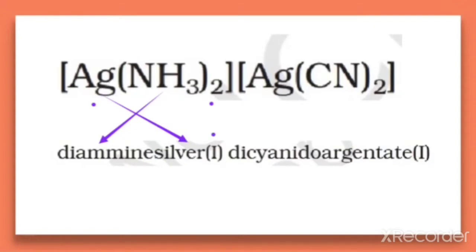Next we name the anionic part, that is dicyanido, which can also be named as dicyano. Then argentate. Why is it named as argentate? Because it is a negative complex, that is it is an anionic complex, so the central metal ion should be named with the suffix ate. Therefore silverate will not be used, argentate is used, and the oxidation number is written in the bracket. So this is the example that has both cationic and anionic complexes together.